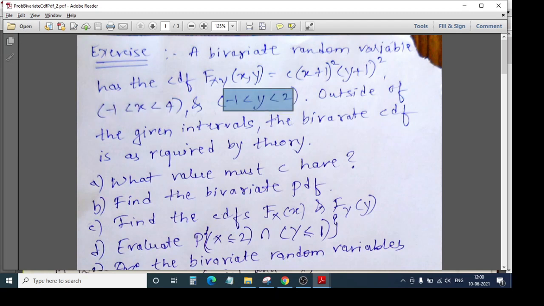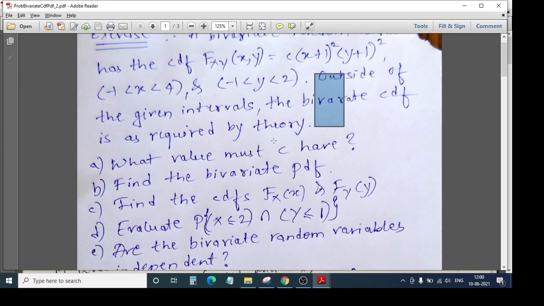Okay. So leave the rest of the things. The rest of the things is just trying to tell you that for all other values it is 0. Okay. So what all they have asked to find? They have asked us to find the value of C, the bivariate PDF, and the CDFs for fx of x and fy of y. They have told us to evaluate this thing.